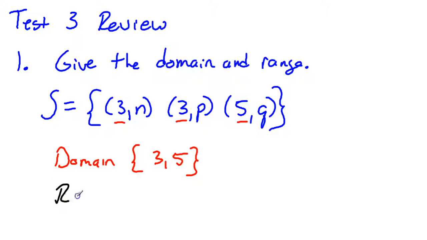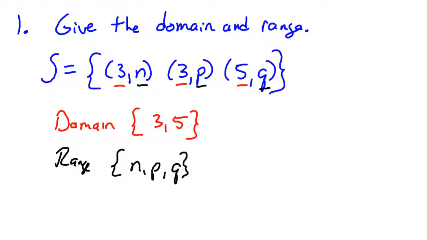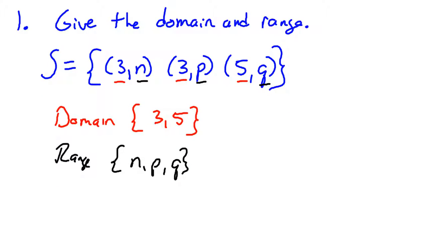Second thing they're going to ask you for is the range. That's your y values. We've got n, p, and q. And there you go. So that one's pretty straightforward. Not much to that one at all.